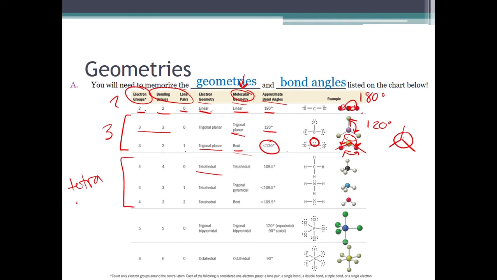So if you have 4 electron groups, it's going to be tetrahedral. As we start changing out bonding groups for lone pairs, the molecular geometry will change. So if all 4 of our electron groups are bonding groups, our molecular geometry is also tetrahedral. This 109.5 degree bond angle is the only one you cannot just figure out using geometry. This is the one you've got to memorize. Tetrahedral is 109.5.